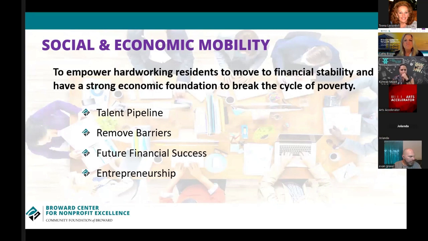And then next up is our social and economic mobility. And with social and economic mobility, what are we looking for? Usually this falls under our ALICE population, but it can go anywhere. We're aiming to help hardworking residents, right, to be equipped and move toward financial stability and have some strong economic foundations. And of course, the end goal is to break the cycle of poverty and make sure they have some independence.